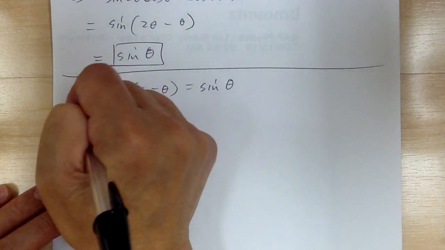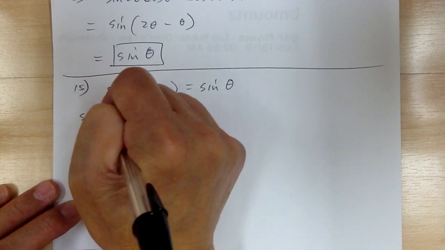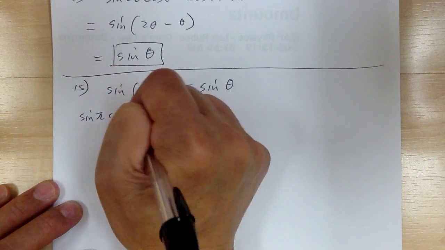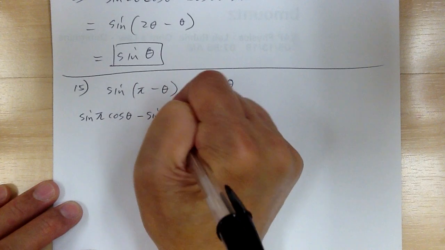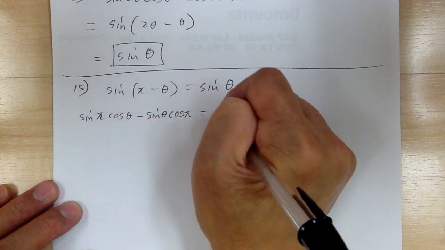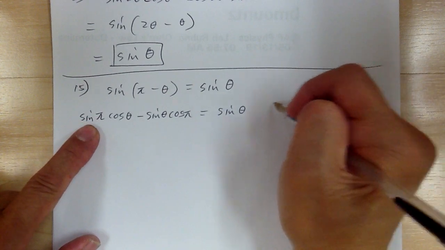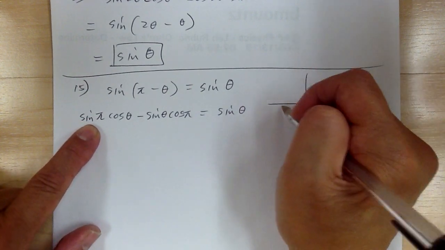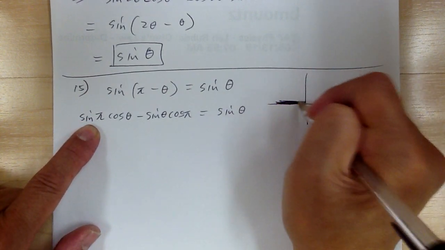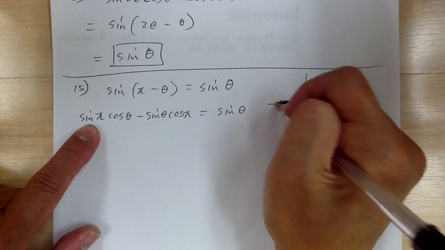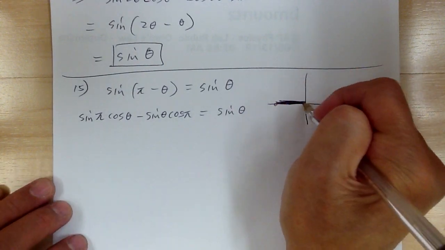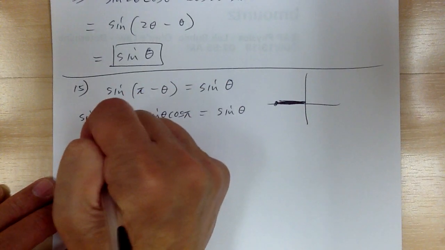So you just apply the sine difference identity. So you're going to get, again, try to not have your equal sign if you can. So you're going to get sine pi cosine theta minus sine theta cosine pi equal to sine theta. Now over here, you can evaluate this one. You have pi is 180 degrees, so it's right over here. So sine is vertical. So in this case, vertical is equal to 0.